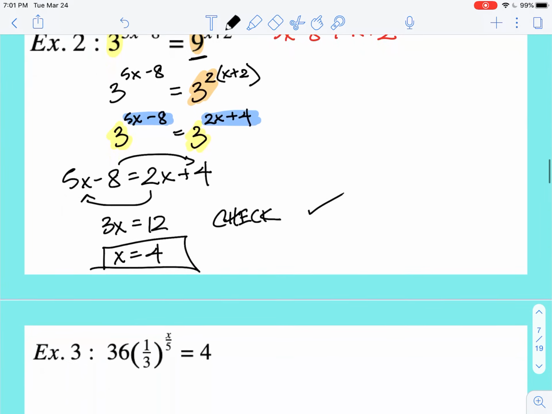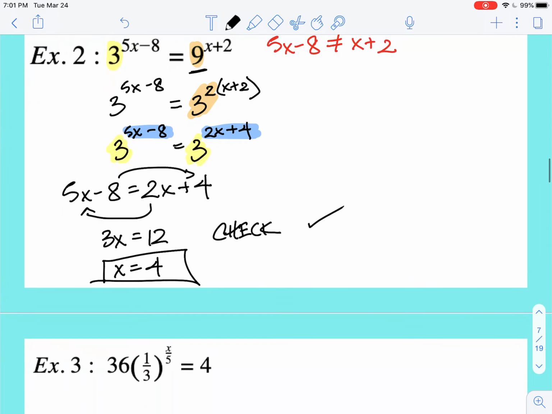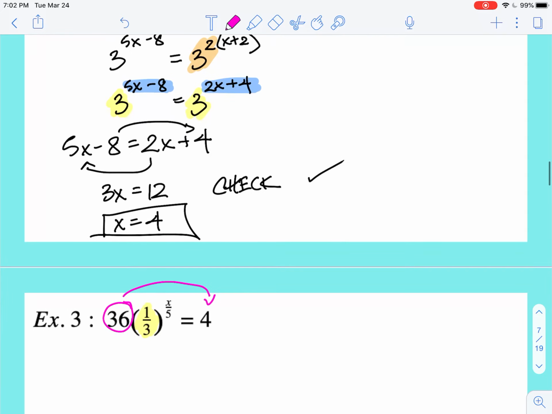All right, we're going to take a look at one more example here. And we'll notice that very similar to example 2, I have a base here of 1/3. On the other side, I don't actually even see a base. So we need to move some things around first, okay? I'm going to take this 36 and I'm going to divide it to the other side. And let's see what we get when we do that.